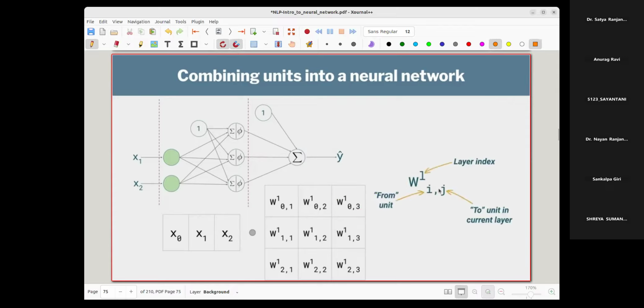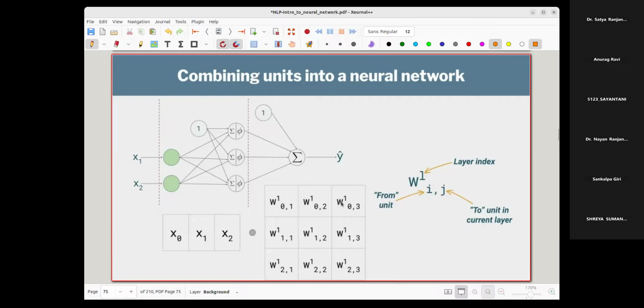So what does this 1 mean? This 1 is called the layer index, because this W1 means this weight belongs to this first layer. Between the input and the first layer, these are the weights. So that's why all W have superscript 1. That means all belong to the first layer. What is ij? I is from the previous unit, J is to the current layer unit. Unit means your neurons.